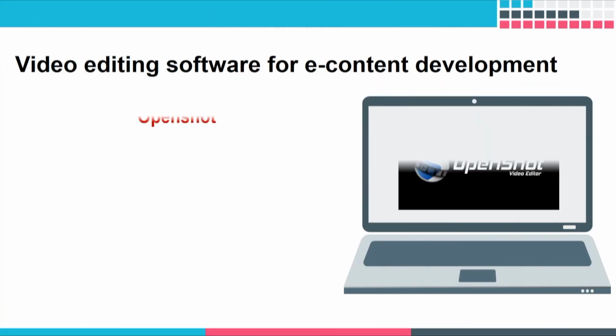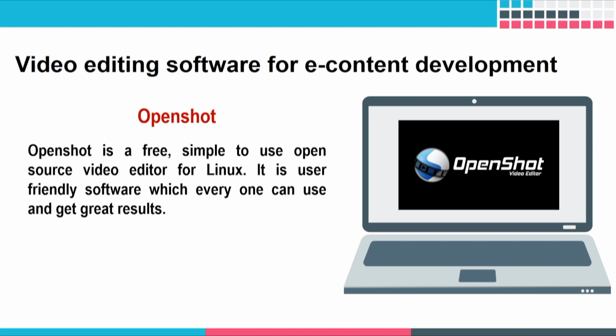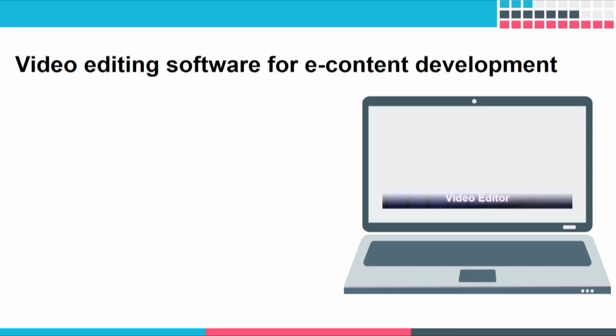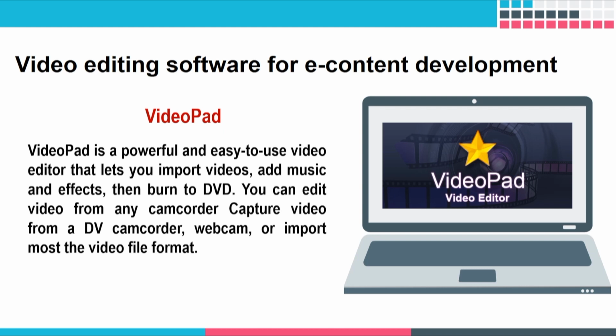Another is OpenShot. Magisto and OpenShot are both free and open source software. OpenShot is free and simple. Since it is open source, you can download it, but mind you, OpenShot is used only on the Linux operating system, not on Windows. VideoPad is also an open source software, and it is also for video editing.